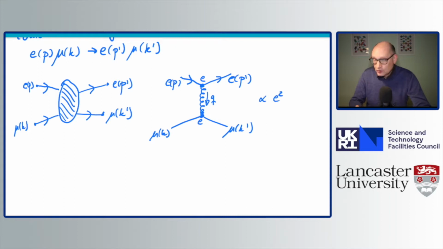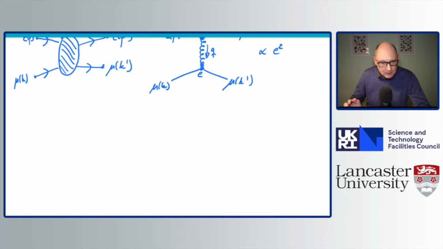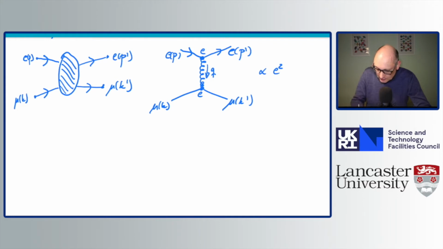Now, in this course, we'll just consider Born level amplitudes, so tree level. You'll get to calculate loops in another course. But if we consider, for example, instead of electron-muon scattering, electron-electron scattering, so e of p, e of k going to e of p prime, e of k prime, or the positron equivalents, e plus or minus, then there will be two diagrams with two vertices at this order.